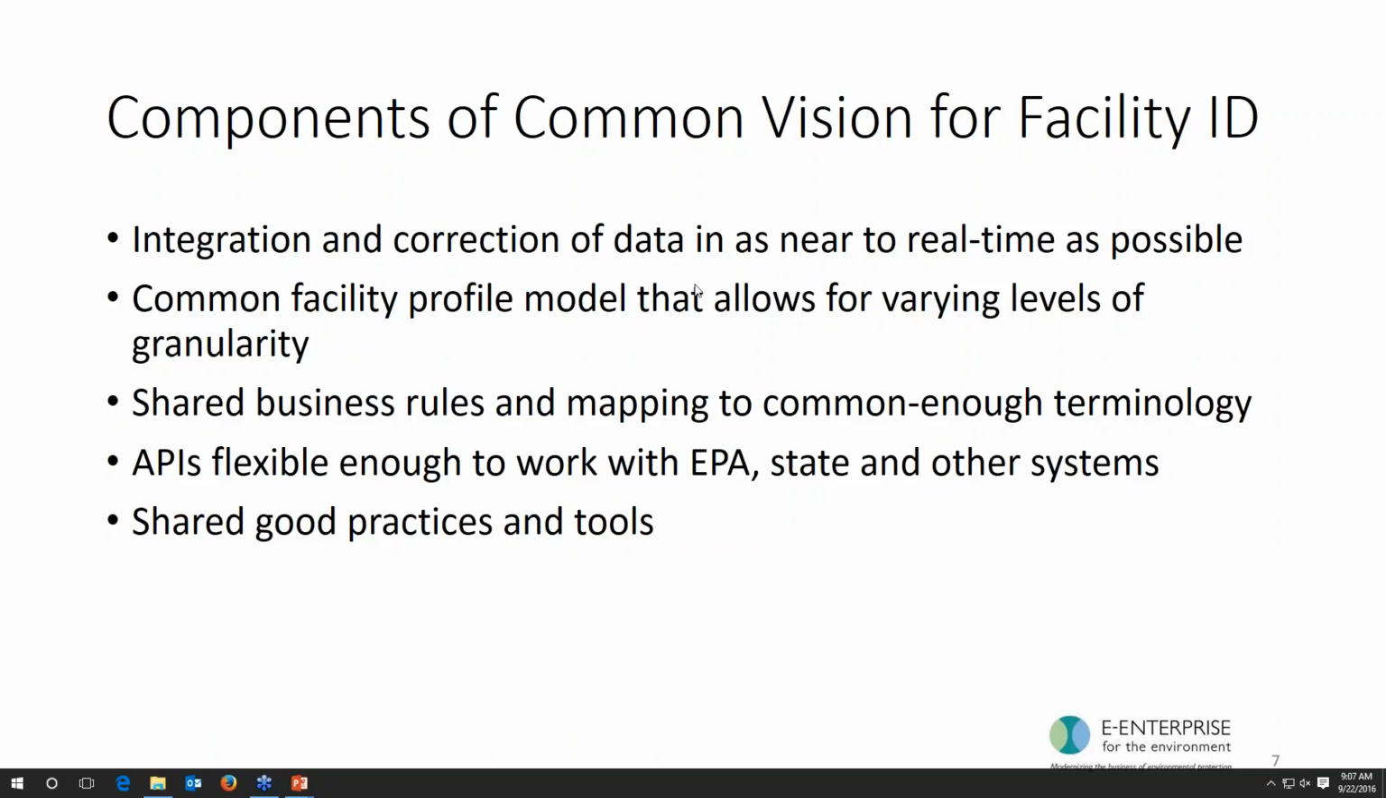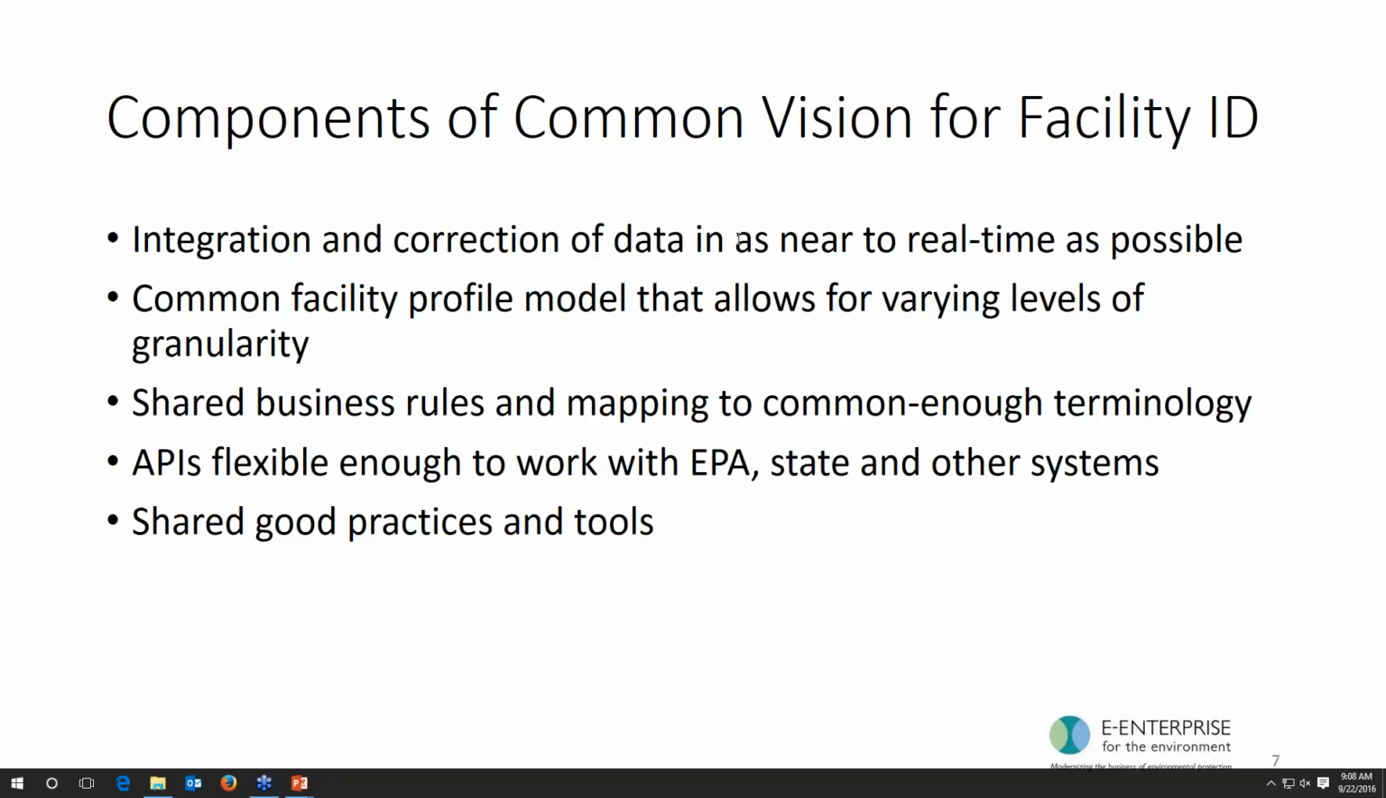Common facility profile model that allows varying levels of granularity. This is just because various e-enterprise projects are going to be relying on facility integration and have varying needs. The shared business rules and mapping to a common enough terminology. Common enough here really means that even though we may have different words that reference the same idea across the states, essentially that information is the same. Now there are a lot of nuances, a lot of intricacies that exist between programs that have to be addressed. That's not really the common enough terminology that it's speaking about. It's saying where things are known to be the same, it's just we're using different words.